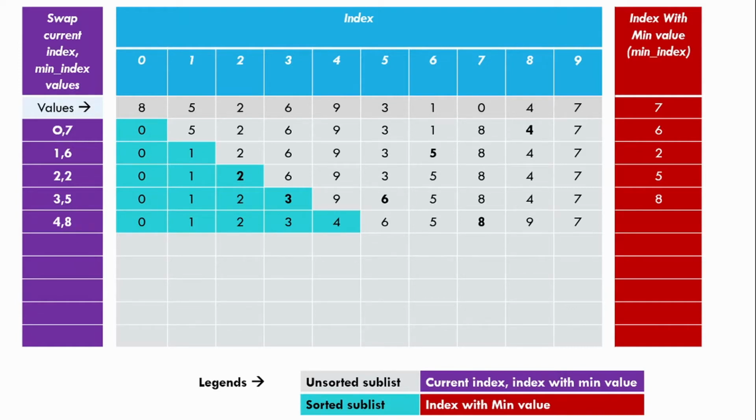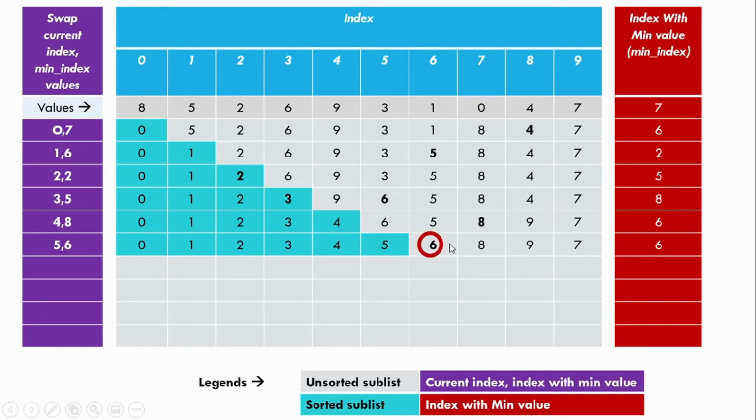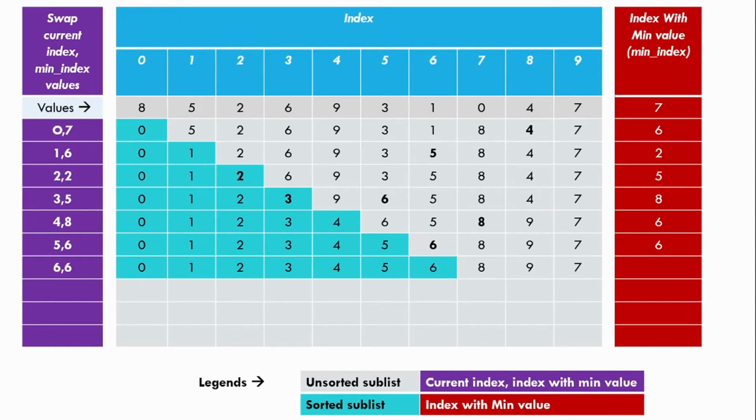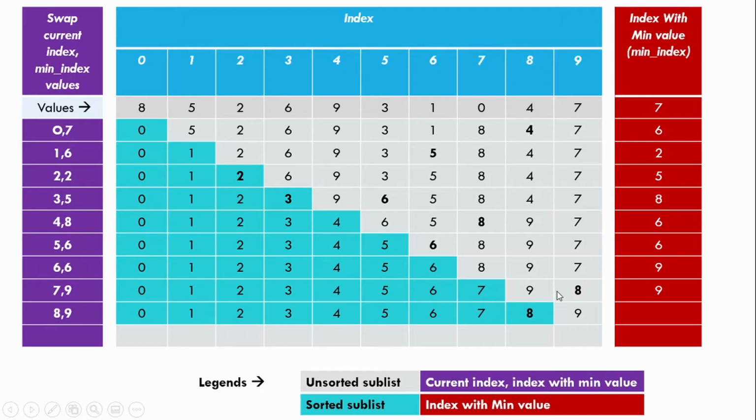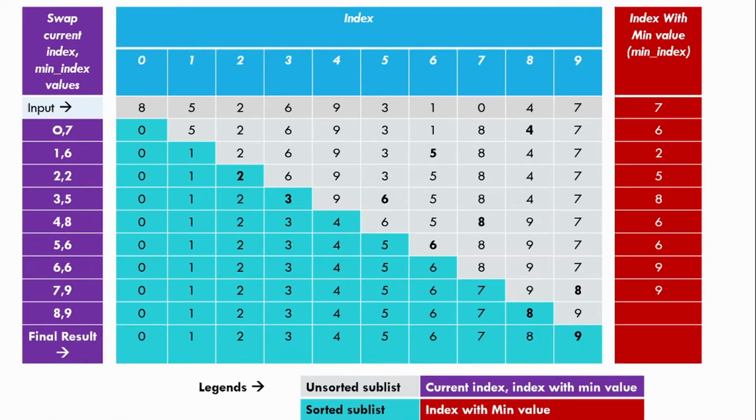So we will continue the process. The next smallest element is at the 6th index. We need to swap the elements at the 5th and 6th indexes. Then we will find the next smallest element and swap the elements. Then find the next smallest element, which is at the 9th index. So we will swap values at the 7th and 9th indexes. Then find the next smallest element. It is at the 9th index. So then swap the elements at the 8th and 9th indexes. By this time, all the elements are sorted and this is the final result.